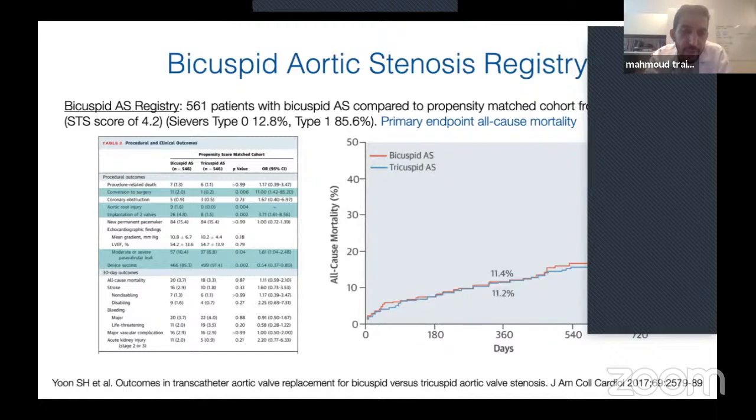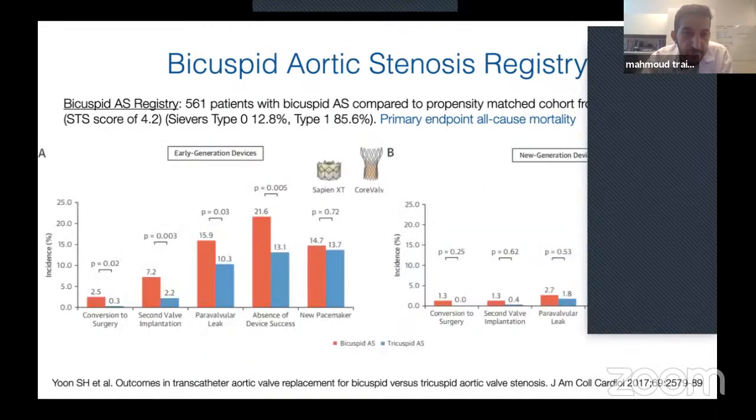But if we look at the table on the left, the rates of complications are higher. So the conversion rate to surgery is higher. The rates of aortic injury, root injury is higher. The need for a second valve is higher, and the rates of paravalvular leak are higher. So longer term outcomes may be worse in these patients, and we need to really evaluate which patients will be considered for TAVR.